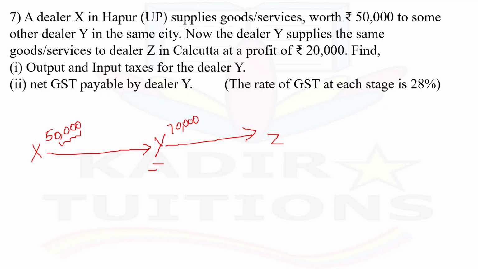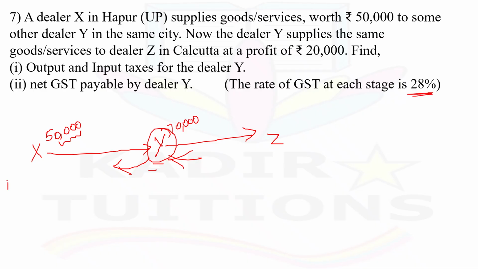Now what is our question? We need to find the output and input taxes at the dealer Y. So what is output tax? How much he collected from Z. What is the input tax? How much he paid to the dealer X. But we need the GST percentage. It has been given over here in the question, which is 28%.